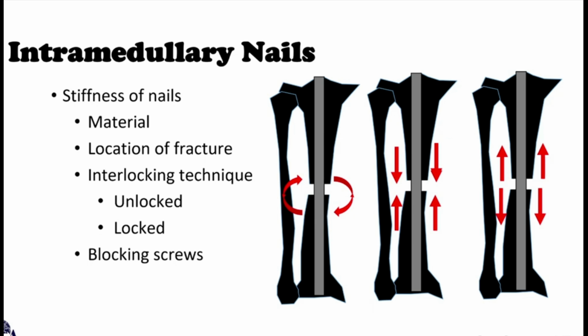But when you do blocking screws, that prevents a rod from toggling inside the bone at, for instance, the metaphyseal level. It blocks the rod into place a little bit and essentially narrows the diaphysis, the canal.